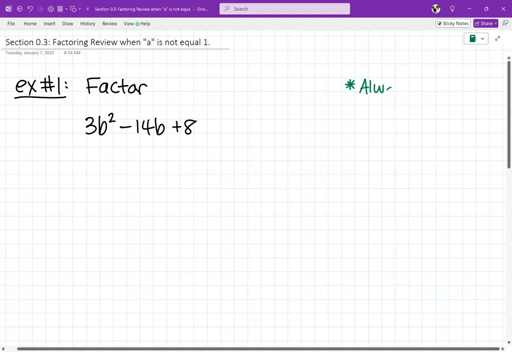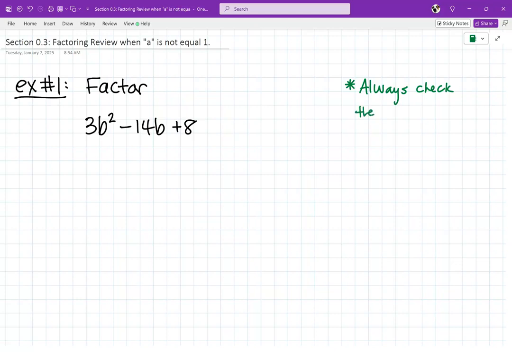Always check the GCF, the greatest common factor. Always make sure that your greatest common factor is checked because if they have something in common, usually it makes the problem easier if you can factor it out.